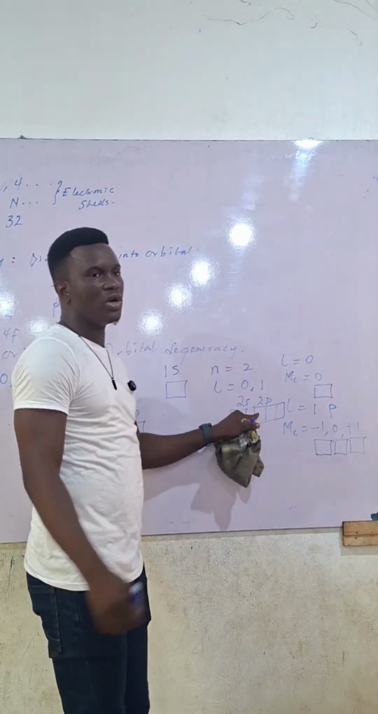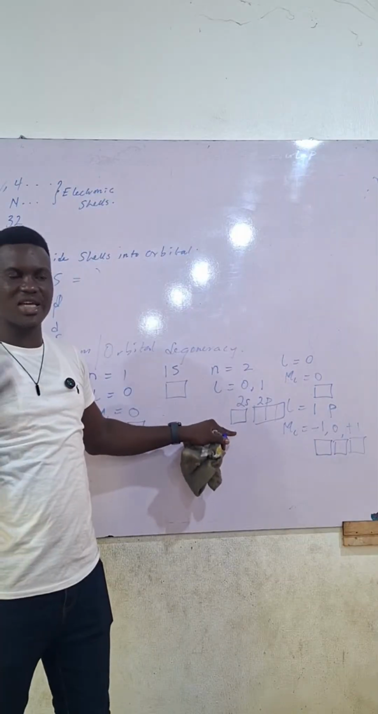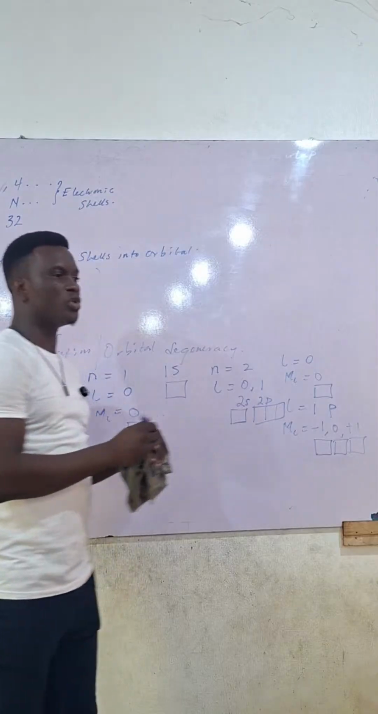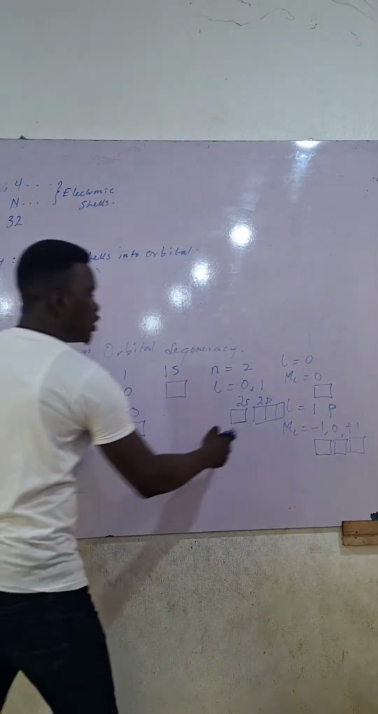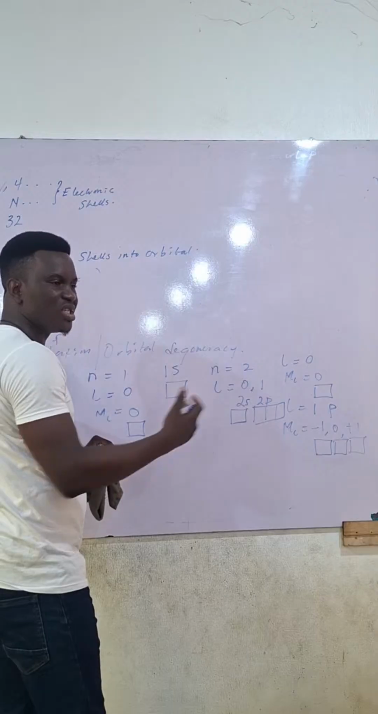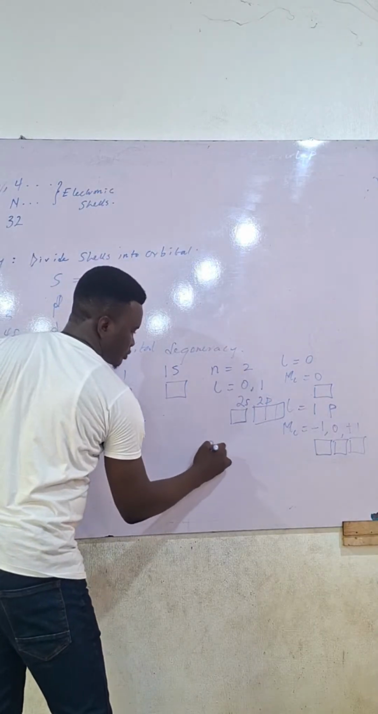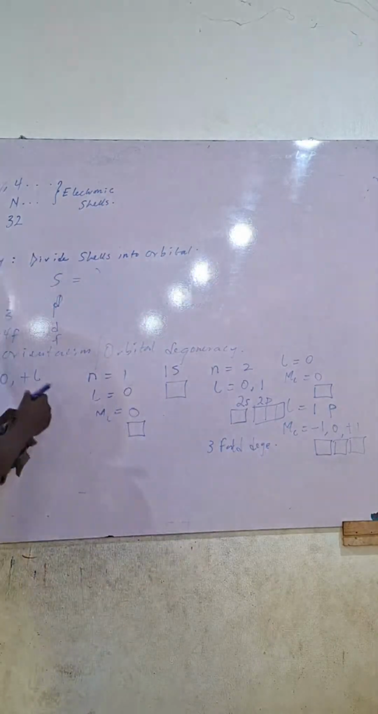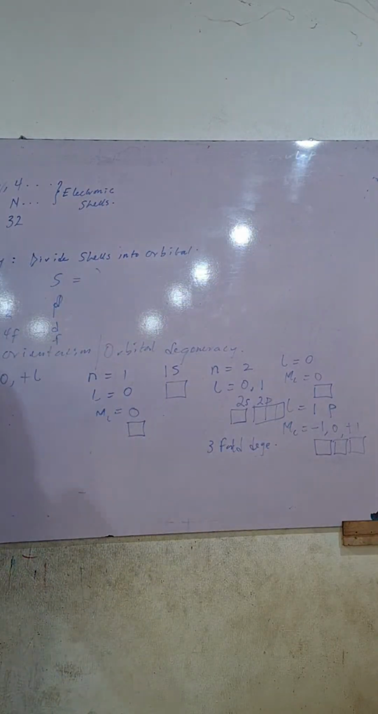The one giving us 3, we call it threefold degeneracy. Threefold: 1, 2, 3. They are orbitals of the same energy. We call them degenerate orbitals. So the p orbital is threefold degeneracy. The d orbital is fivefold degeneracy, and the f orbital is sevenfold degeneracy.